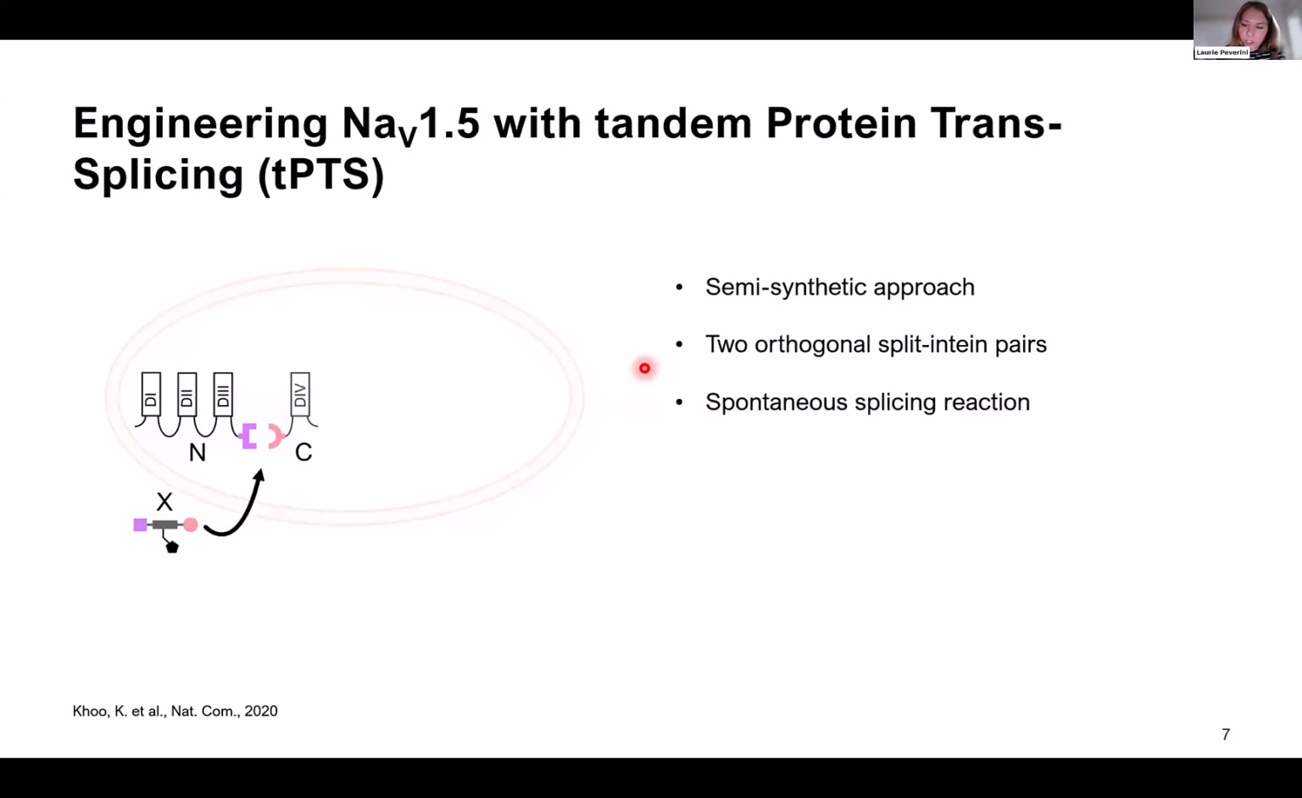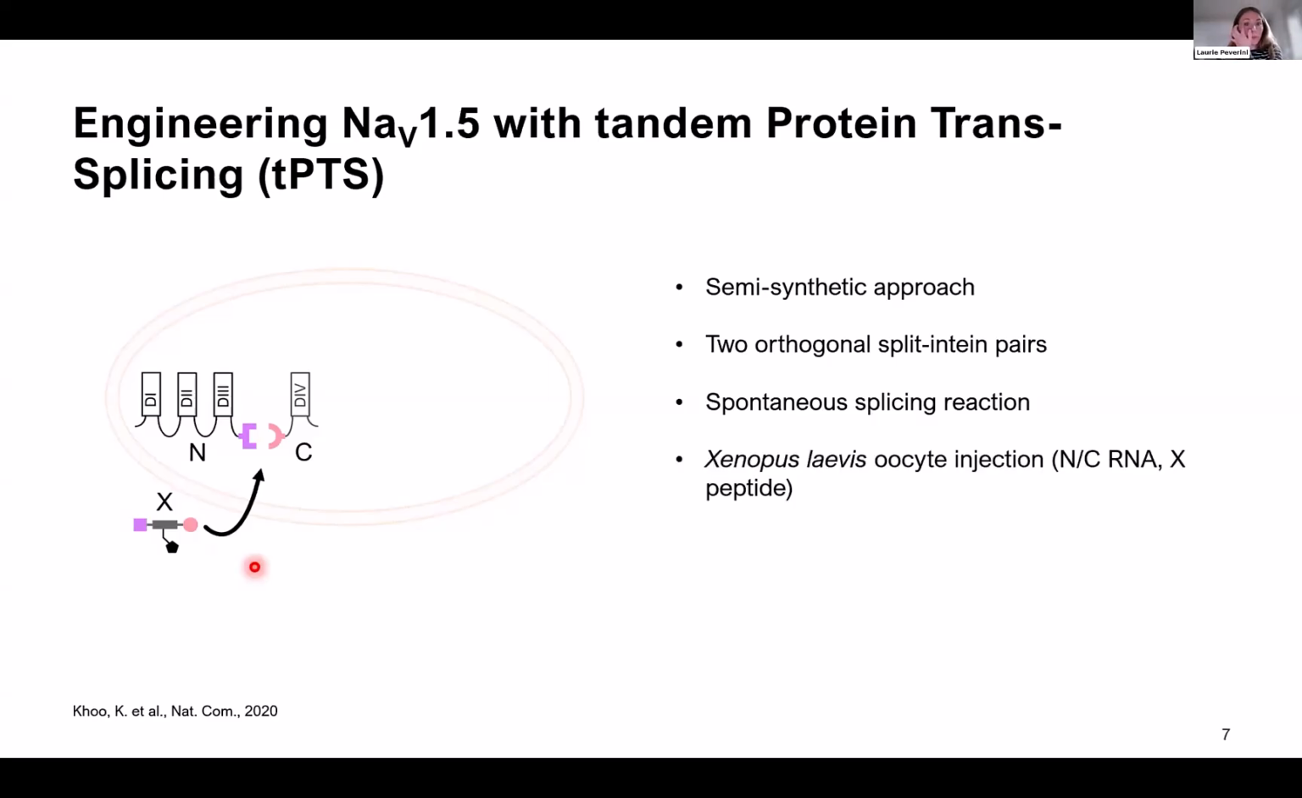To apply this tandem protein transsplicing technology to NaV1.5, we have divided the channel into three parts. There is first the N part that contains the D1 to D3 domains, fused with one part of the first split intein. There is the C part that contains D4 and the C-terminal domain, fused with one part of the second split intein. And there is the X part that corresponds to the D3-D4 linker, fused with the other parts of the split inteins.